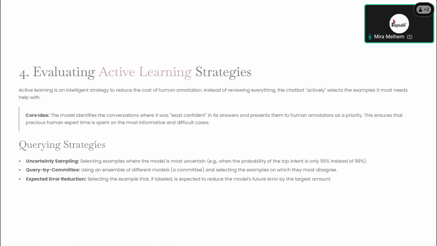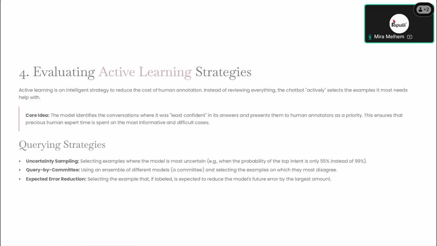So let's talk about querying strategies. There are several strategies for deciding which examples the model should send to humans. The first one is uncertainty sampling. Here, the model picks the conversations where it's unsure. For example, if the model predicts an intent with 55% confidence, that's a red flag. It's really close to labeling it another thing. So a good example: if a user asks, can you fix my bill? The model isn't sure if it means billing issue or technical support or account update, so it sends this one to a human first.